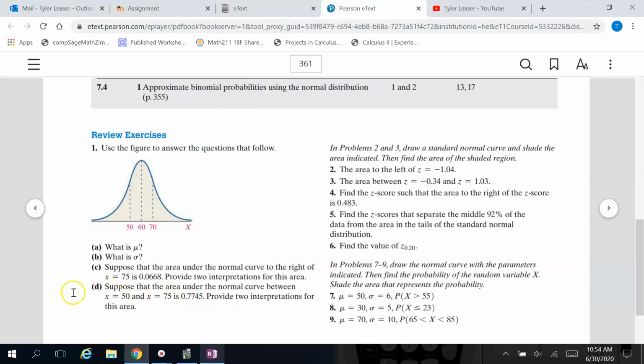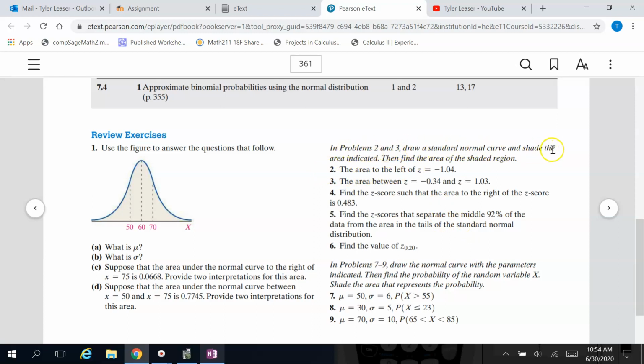Okay, D is the same thing. Suppose that the area under the curve between 50 and 75 is 0.7745. Provide two interpretations, and it's the same two interpretations, proportion and probability. All right, let's move on to the types of questions that you're definitely going to see on your homeworks, then on the test. So question 2 here.